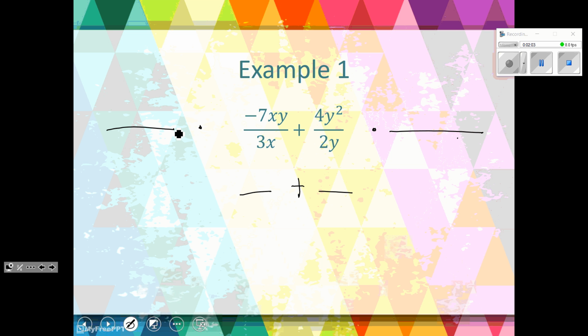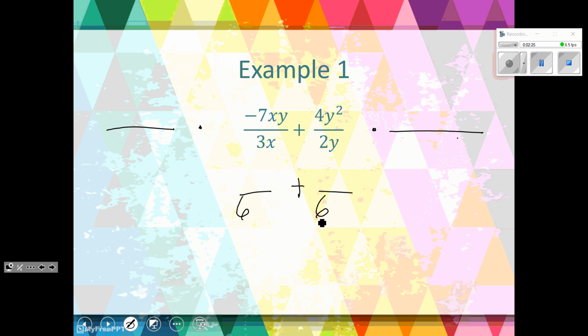Let's see if we can find a common denominator. Now, do realize monomials are going to be different than our binomials and trinomials. So with monomials, let's just look at our numbers. Let's go back to middle school. What's the common denominator of 3 and 2? 6. Okay, we got that. So monomials you treat like normal, 6.